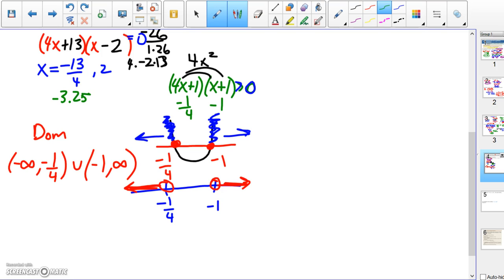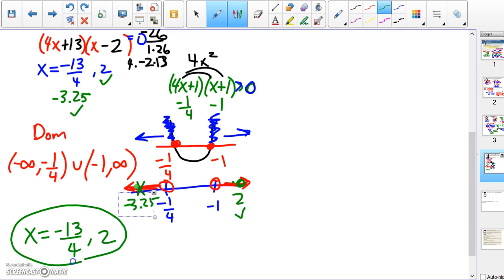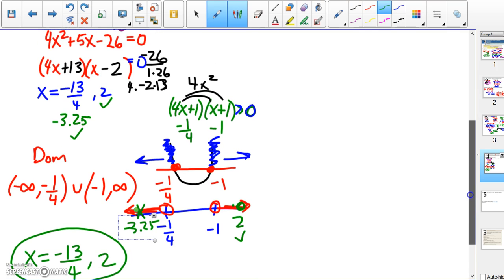Negative 3.25 is going to be somewhere over here on our number line. That's going to check out. That's good. And positive 2 is going to be somewhere over here on our number line, which checks out as well. Both of those numbers work. So both of those numbers are part of our domain. That means both of those numbers can be solutions. Sometimes they won't both work. That's why it's going to be so important for us to check.